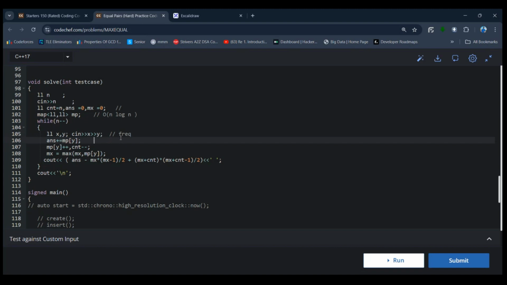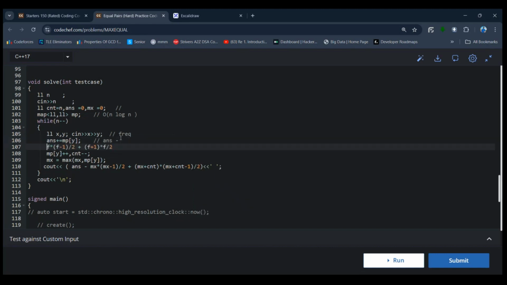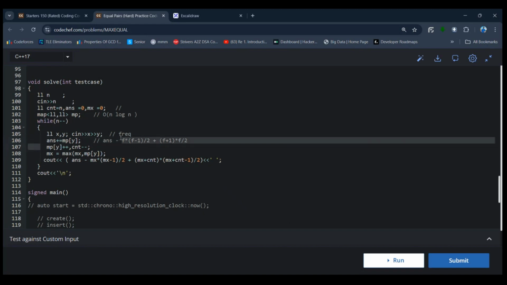This is my current frequency f. Like I explained, I have to subtract f into f minus 1 by 2, and I have to add f plus 1 into f by 2 in my final answer. Why? Because I'm considering that the current frequency of element y was f, and it would be incremented by f, and since I showed that this whole thing simplifies to just f, it is as good as just incrementing f in your final answer.